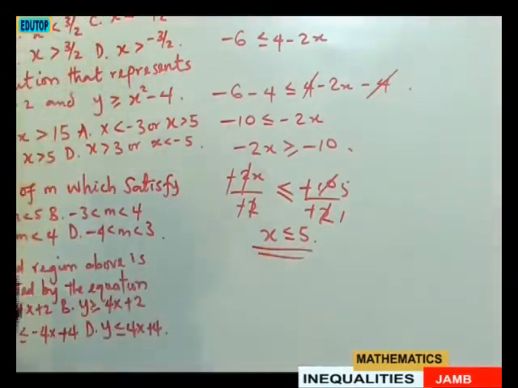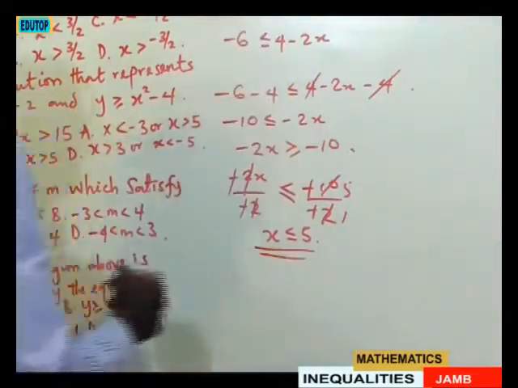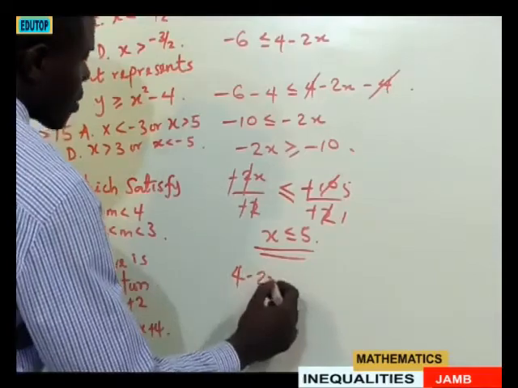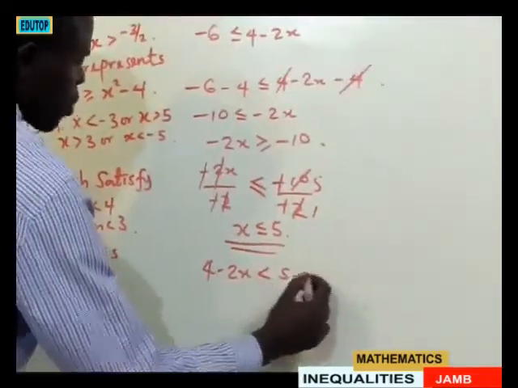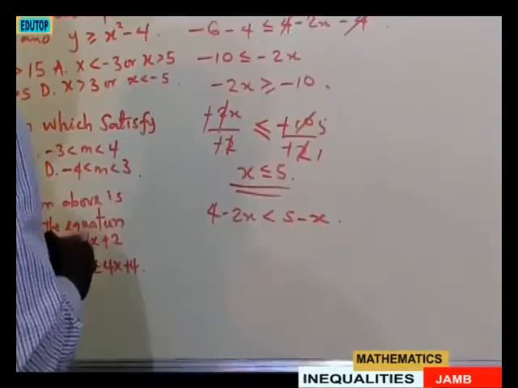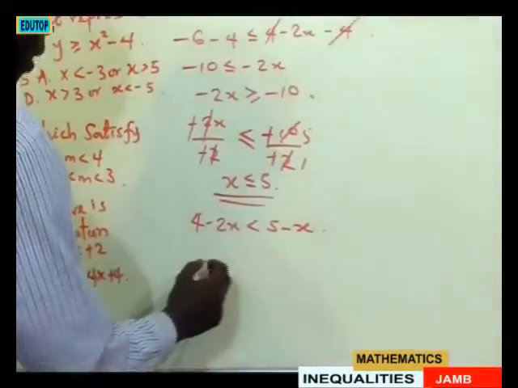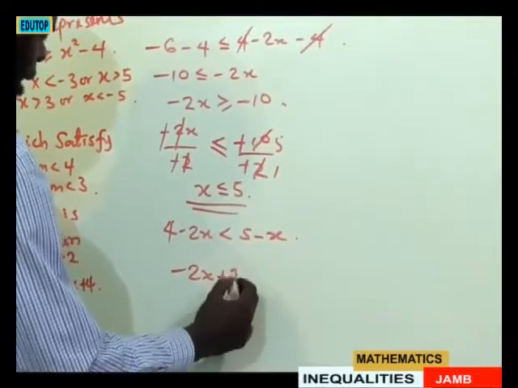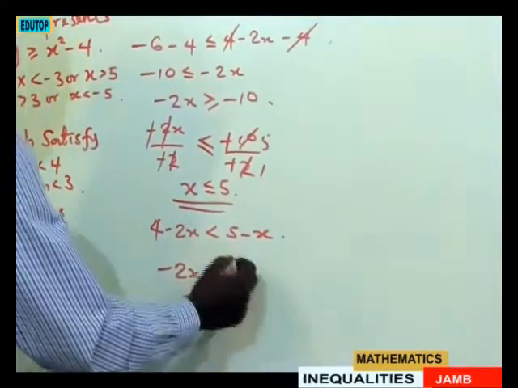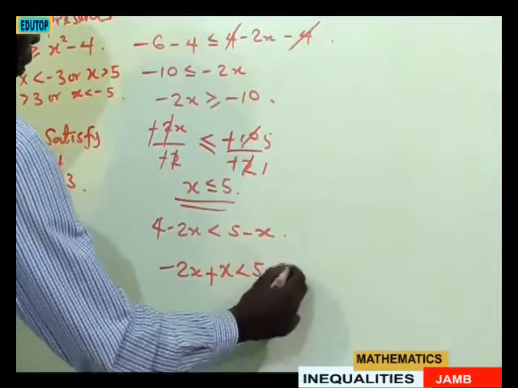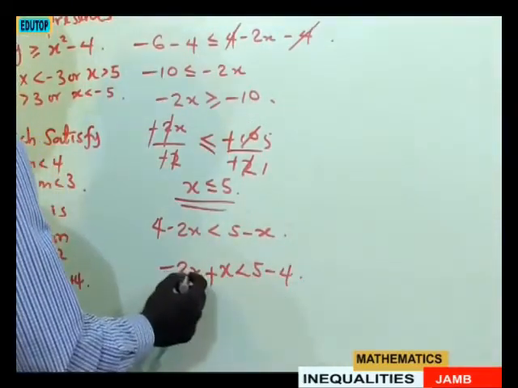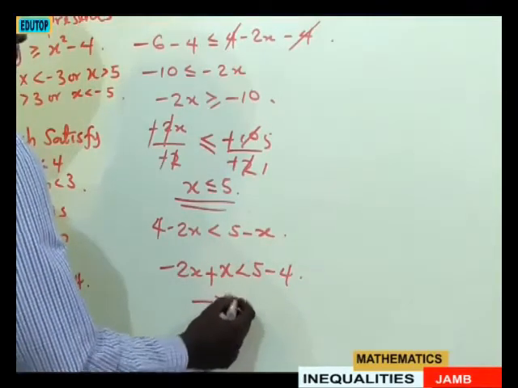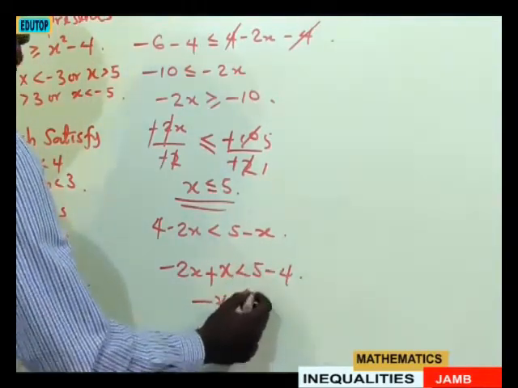Then let me solve the second one. I have 4 minus 2x less than 5 minus x. I will collect like terms. So I will transfer this one, then I will transfer this. I have minus 2x, then this one becomes plus x. Then this one will be less than 5 minus 4. So I will have minus 2x plus x. Automatically that will be minus x, less than 5 minus 4, 1.